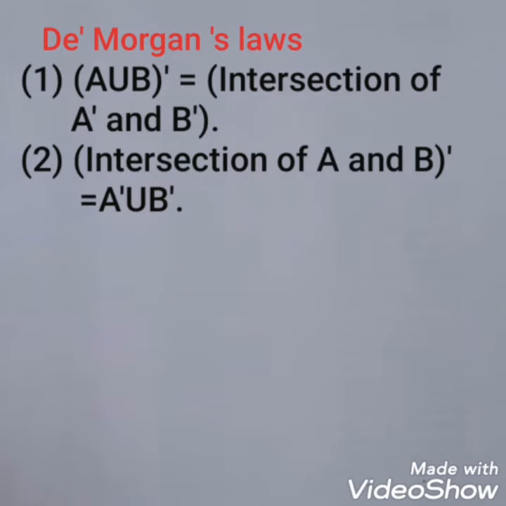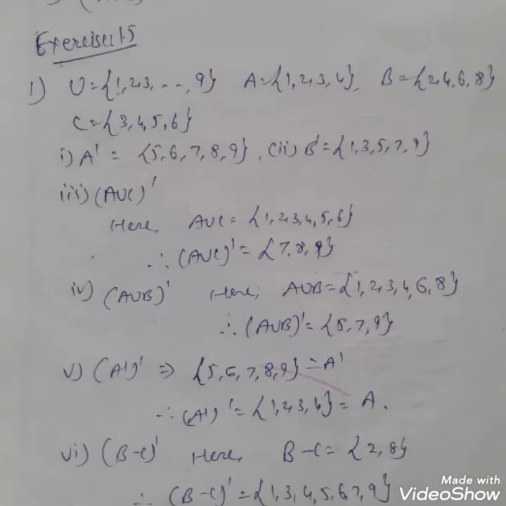Let us discuss De Morgan's laws, which depend on the complement and simultaneously on the operations on sets, which are union and intersection. The first De Morgan's law says the complement of the union of two sets is the intersection of the complements of both sets, meaning A union B whole dash equals A dash intersection B dash. Similarly, the second De Morgan's law says the complement of the intersection of A and B, whole dash, is A dash union B dash.